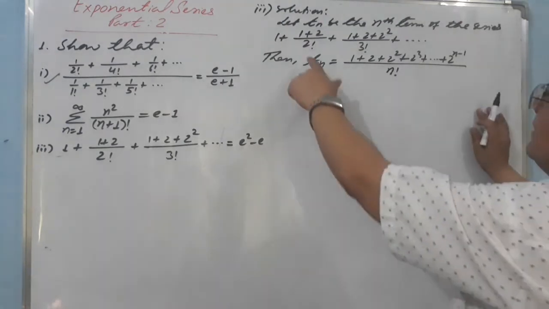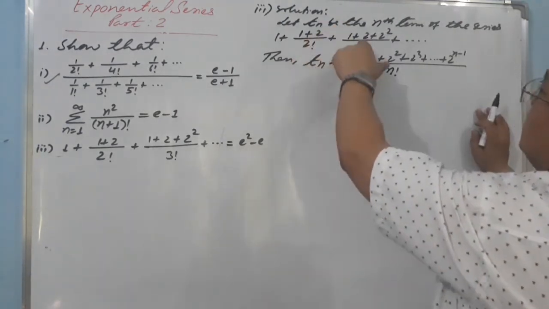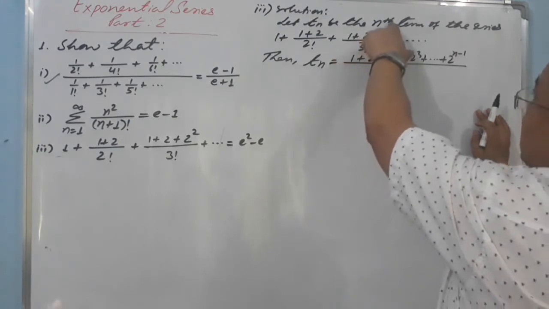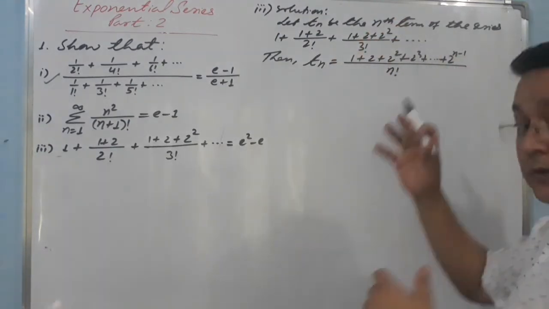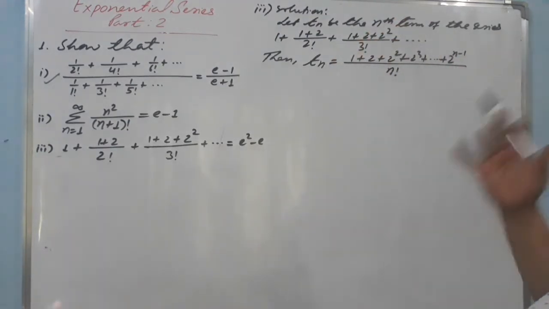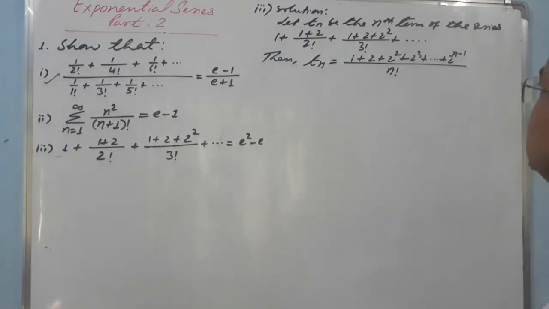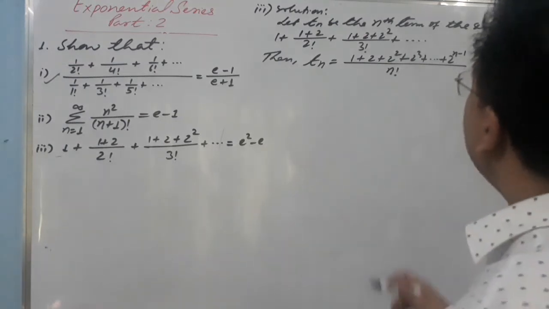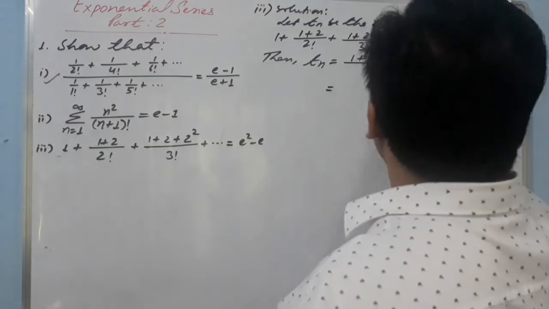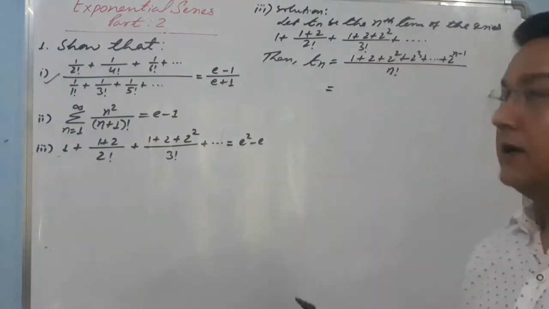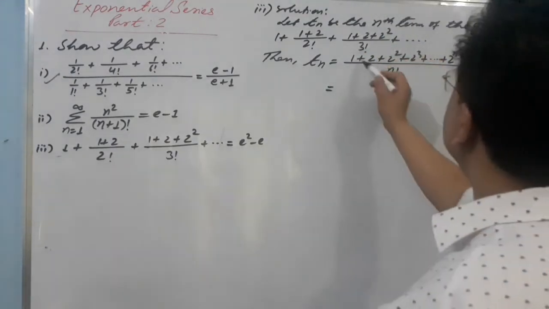So now matching: 2 power is 1; for 3 factorial, here 3, so the power is 2, which is n minus 1, 1 less. This way you can make the sequence yourself. This is Tn, the nth term of this series. We have to find the sum.